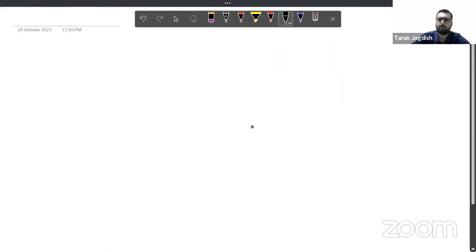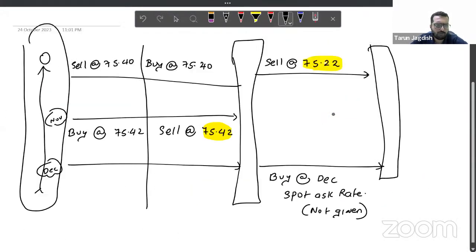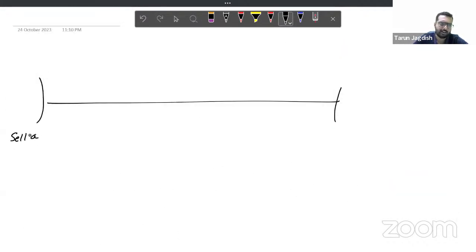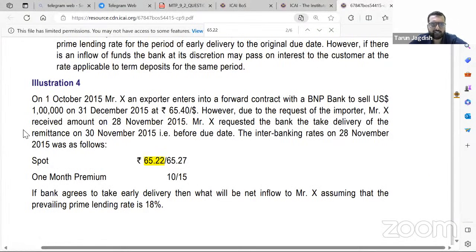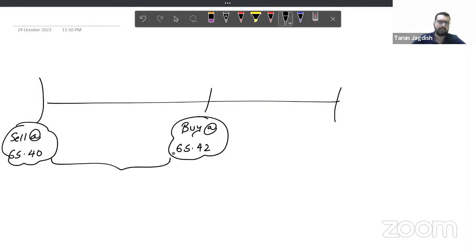Let me quickly just solve this problem so that we are clear with this. It's illustration 4 of your material. I just draw a diagram. Here, a forward contract with BNP to sell at 65.4. In our example, it was sell at 75.4, correct? So I just write down over here, sell at 65.4. They want to cancel on 28th November itself. So it will be 65.27 plus 15. That will be 65.42. You will have a buy at 65.42. So ideally you make a gain 20,000 into 0.02. Oh, okay.